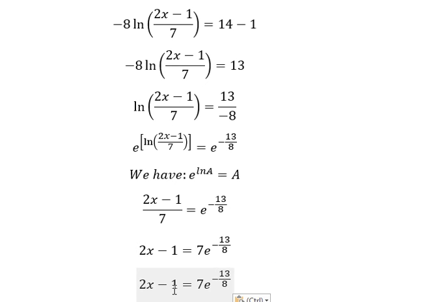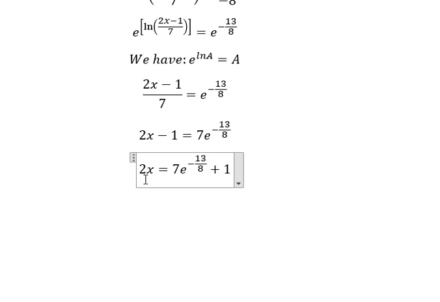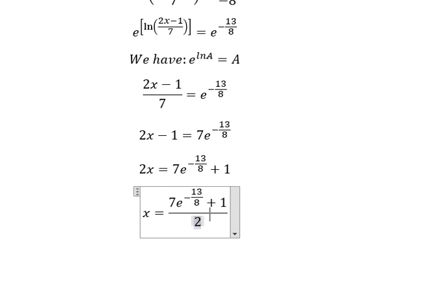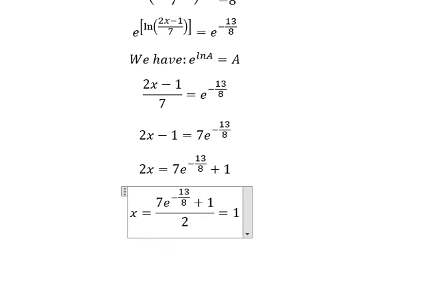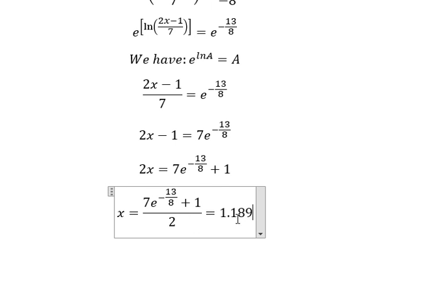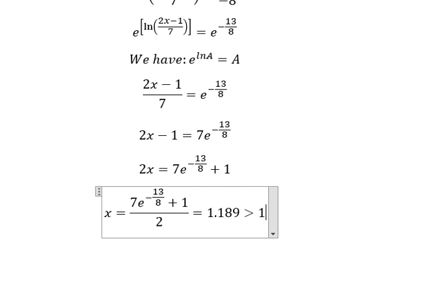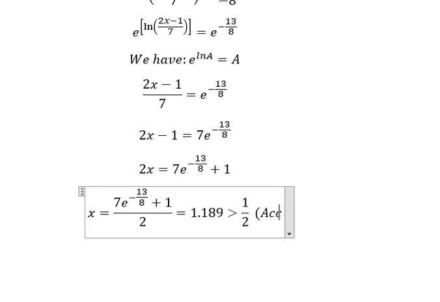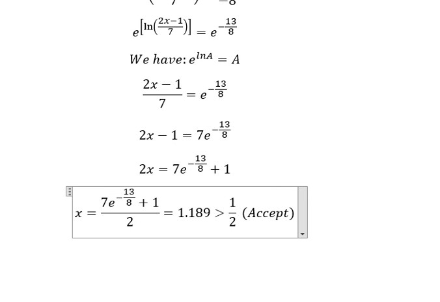Next, I will put negative 1 go to the right. And later we divide both sides by 2. And we know that this one approximates 1.189. And this number in here is greater than 1 over 2. So we can accept this solution. This is the end.